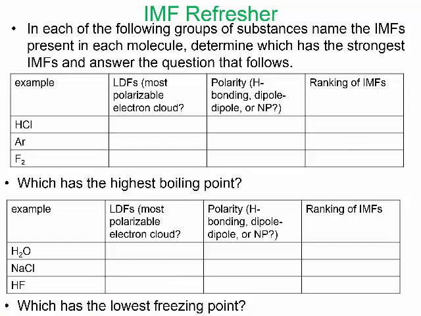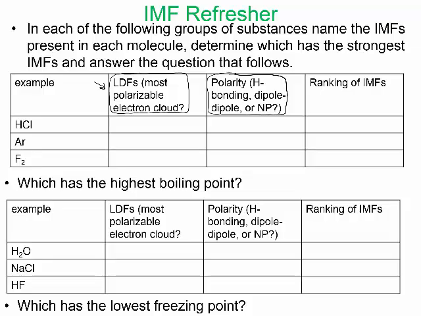Okay, in this tutorial, we'll be going over IMFs, and it's more of a review of stuff that we've done earlier in the year. So, if you remember, the total IMFs are the London dispersion forces that the molecule can do, and the types of polarity that it can do.